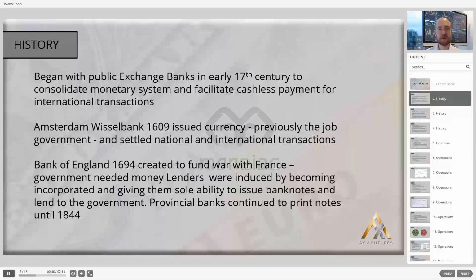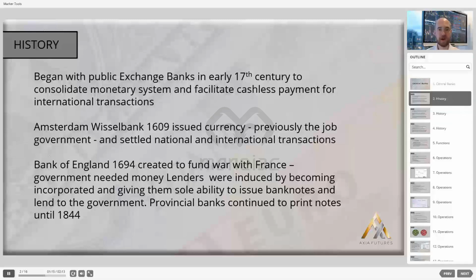This then developed further. In Amsterdam, the Wisselbank in 1609 was created, and this took on initially the first roles of what we see as a central bank nowadays. It took from the government the job of printing money, and it did then start to settle national and international transactions by allowing different banks and different institutions to hold balances at the Wisselbank.